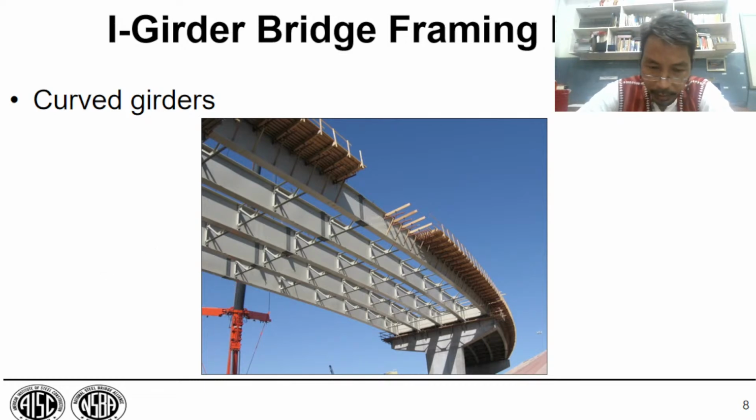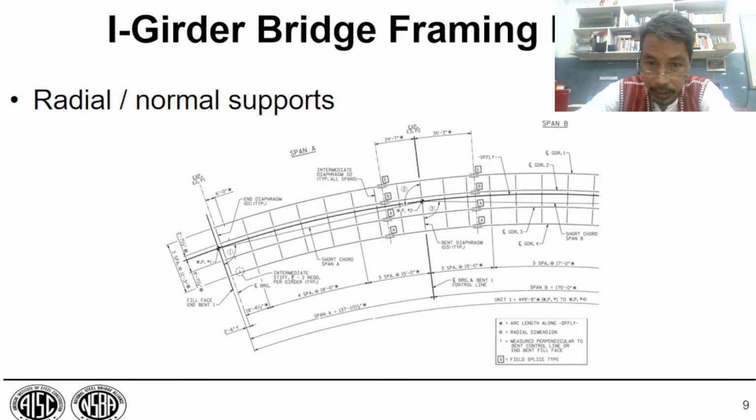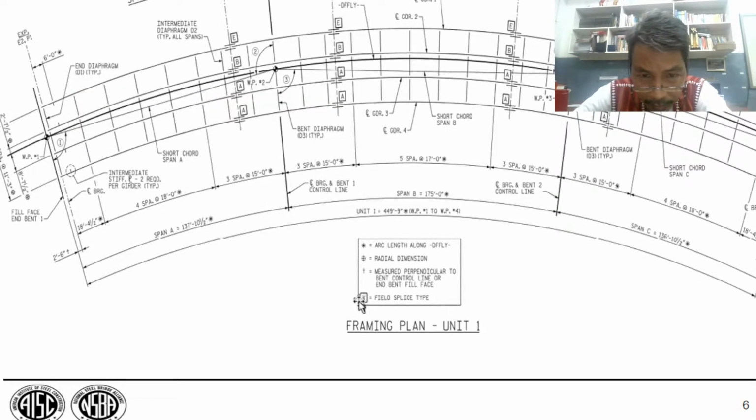Like this. So, next, let us move on to the next slide. So, radial normal supports. Okay, so we can talk about it. So we have what? Arc length along the same type of legend. You can see the rectangle. Can you see the rectangle here? The rectangle is equal to field splice type. So they are the field splice number. So the number is 1, so that is field splice number 1.